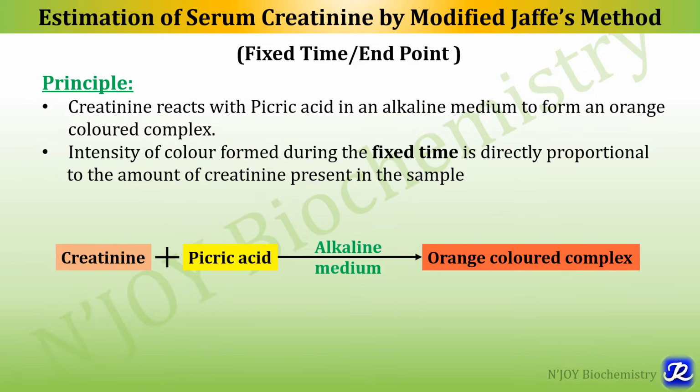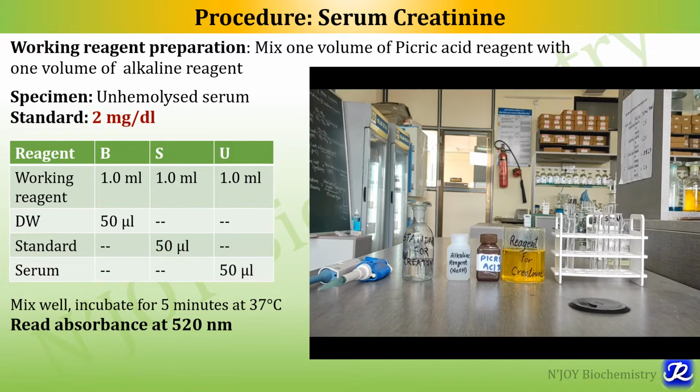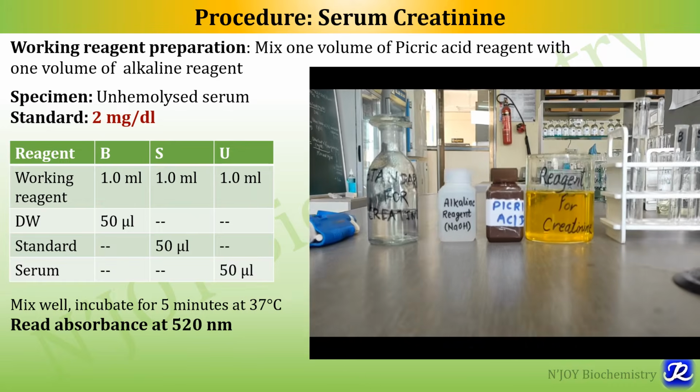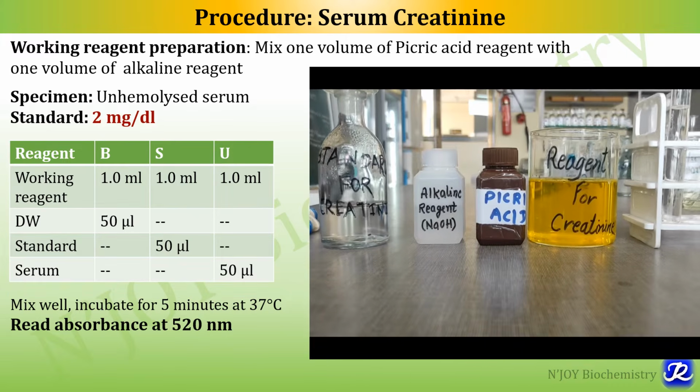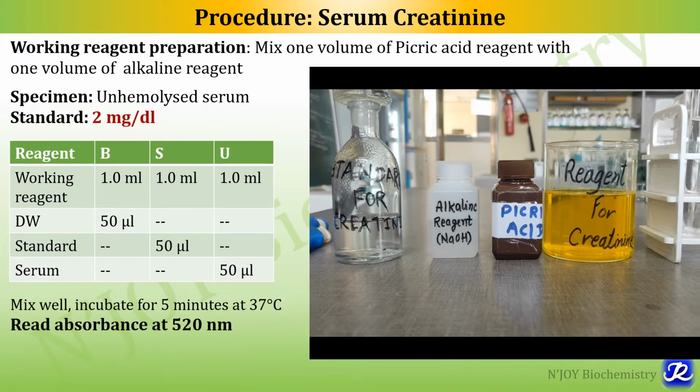So the creatinine in the given sample reacts with the picric acid in alkaline medium to form an orange color complex, and intensity is directly proportional to the concentration of creatinine present in the sample. Now let's see the procedure for estimation of serum creatinine, and this procedure requires alkaline reagent, that is NaOH, and picric acid. Then by mixing 1 volume of picric acid reagent with 1 volume of alkaline reagent, we make the working reagent.